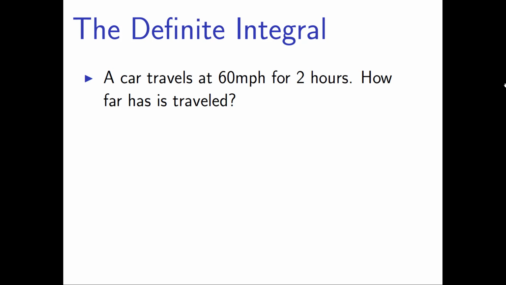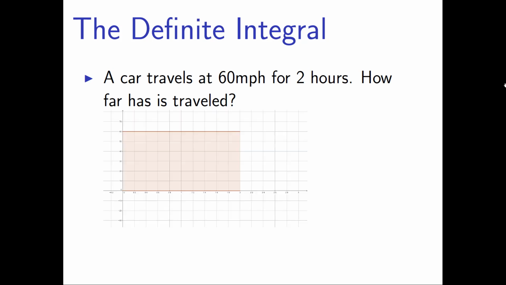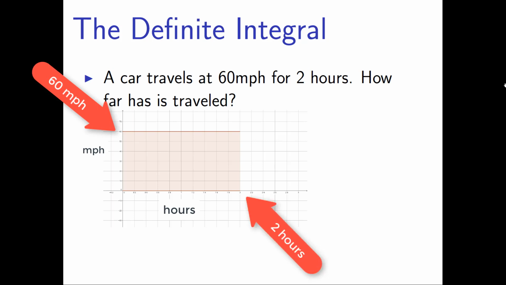We'll assume that a car is going to travel at a constant speed, 60 miles an hour, and it's going to drive for 2 hours, and ask how far has it travelled. Before we answer the very easy question, let's just look at this graphically. The y-axis here we have miles per hour, the x-axis is the hours, the time travelled. And so we have 60 miles an hour, the horizontal line, for a total of 2 hours.